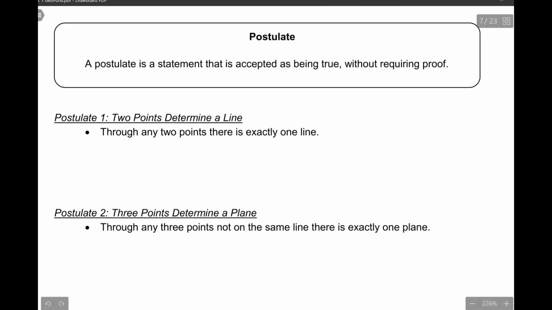So a postulate is a statement that is accepted as being true without requiring proof. So postulate 1 is 2 points determine a line. Through any 2 points, there's exactly one line. So I could put a couple different points on here. So through any 2 points, there's exactly one line.